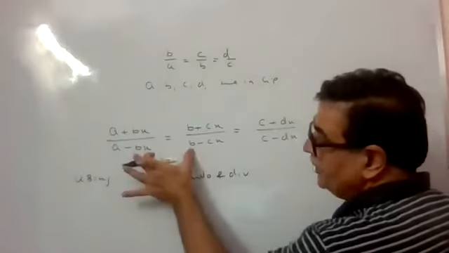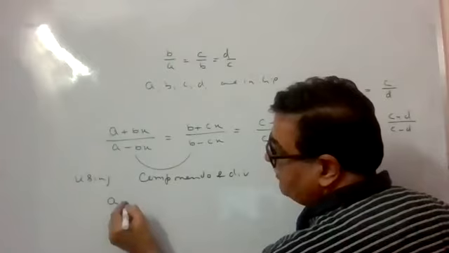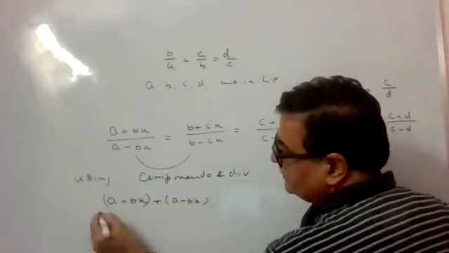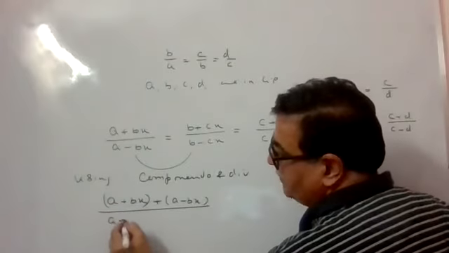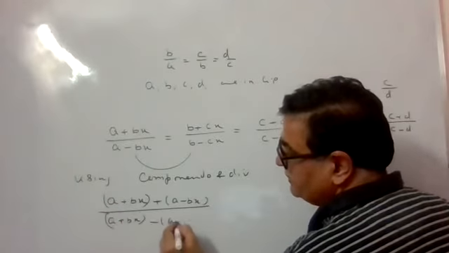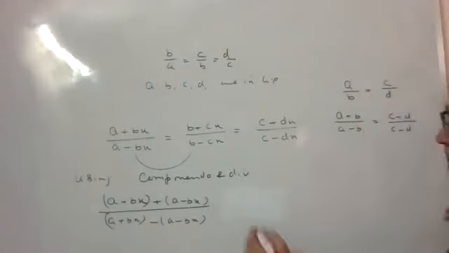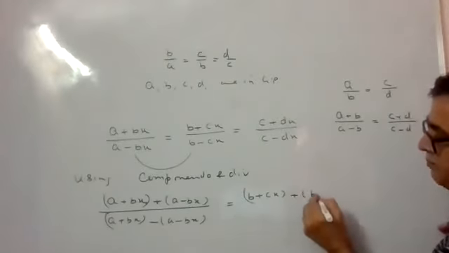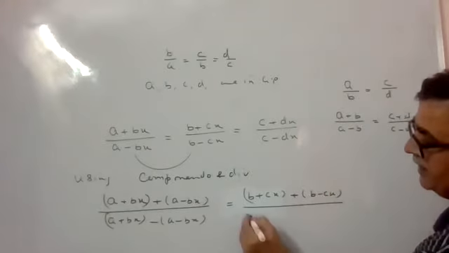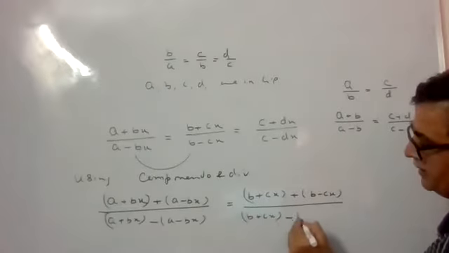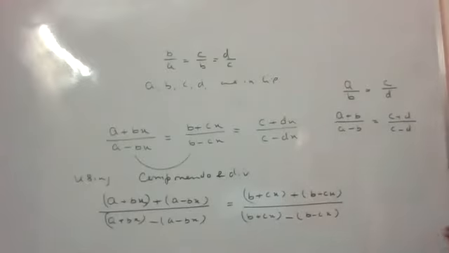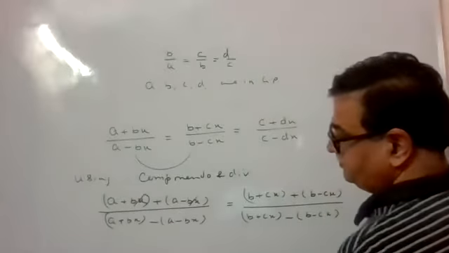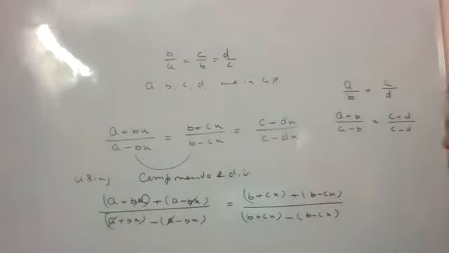Just check here. Using componendo dividendo, it will come (A plus BX plus A minus BX) divided by (A plus BX minus A minus BX). This is equal to (B plus CX plus B minus CX) divided by (B plus CX minus B minus CX). BX gone, A gone. Could you please repeat?